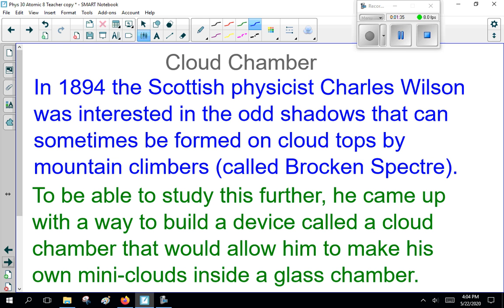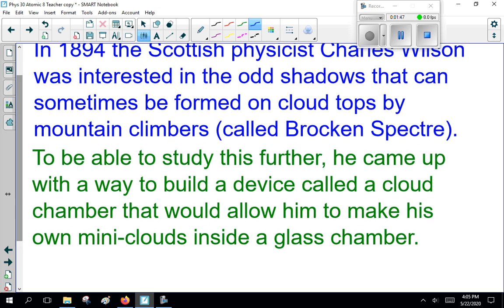Now, cloud chamber. In 1894, the Scottish physicist Charles Wilson was interested in the odd shadows that can sometimes be formed on cloud tops by mountain climbers, called Brocken spectrum. Look it up. It's interesting. To be able to study this further, he came up with a way to build a device called the cloud chamber that would allow him to make his own mini clouds inside a glass chamber. He actually did this one weekend in his garage. It was about the size of a watch, the first one.